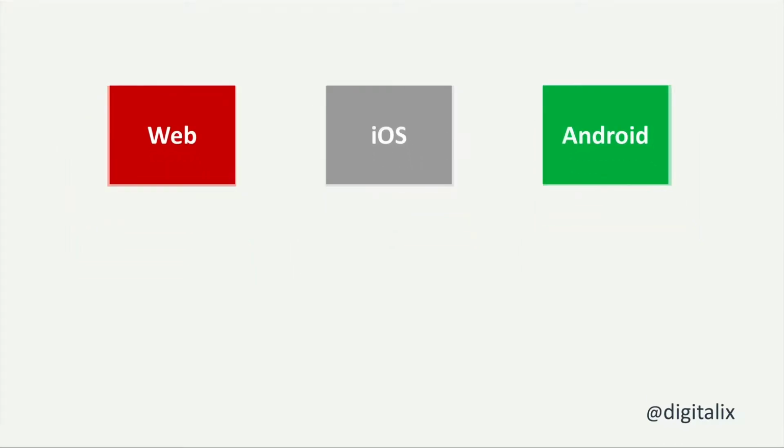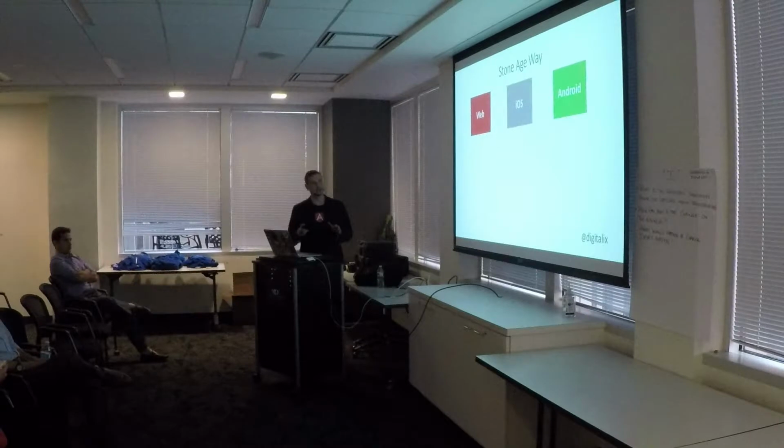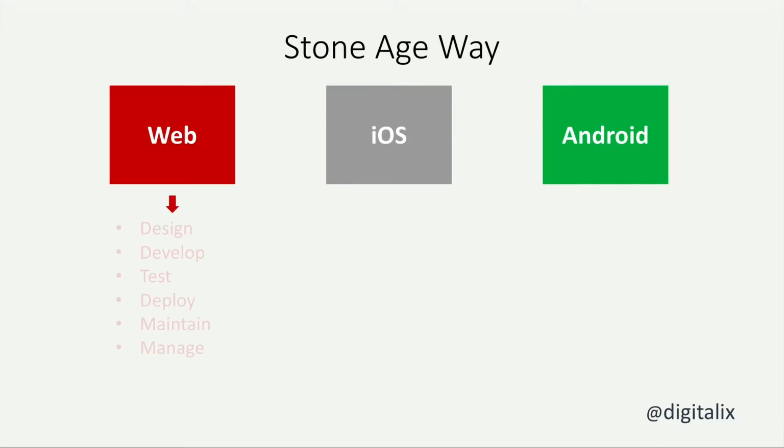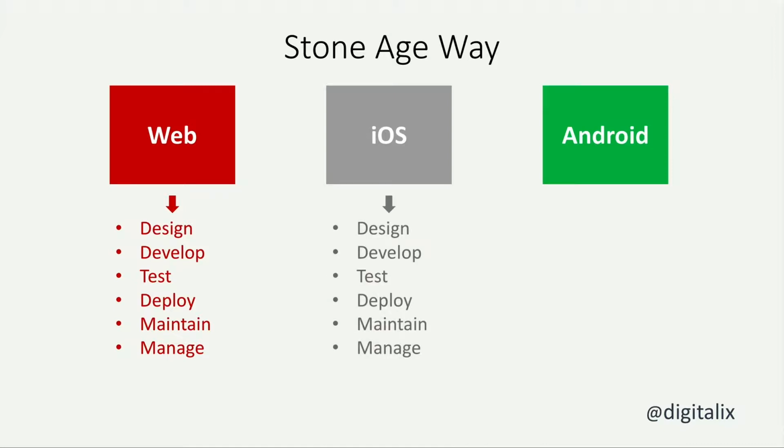So to accommodate their request, we used to do things this Stone Age way, I'm going to call it. I'm going to take the risk and call it that. Some people still do it this way, but there's better ways, and that's what we're here to talk about. So for the web, they're going to go ahead and design, develop, test, deploy, maintain, and manage that whole stack. And the whole team is going to do it just for web. Then we're going to have a separate team doing this for iOS. The same process, design, develop, test, deploy, maintain, manage.